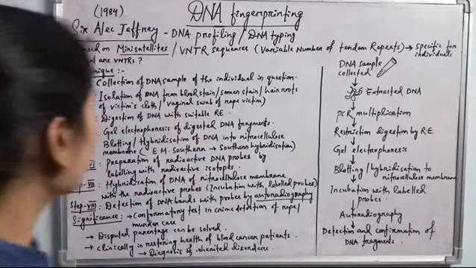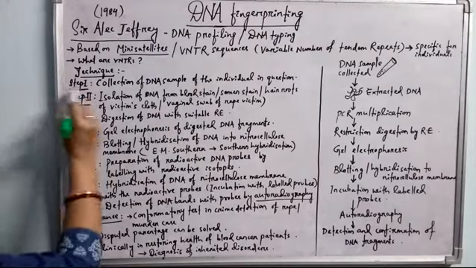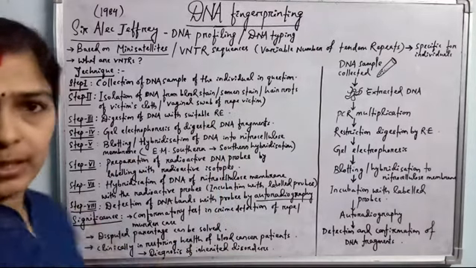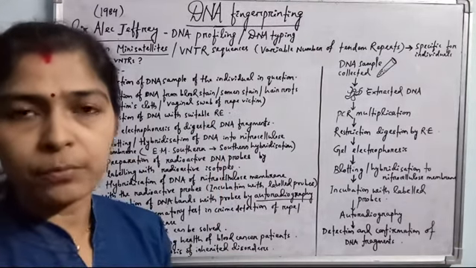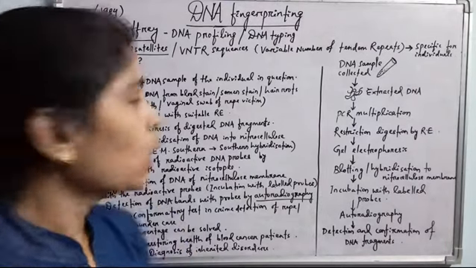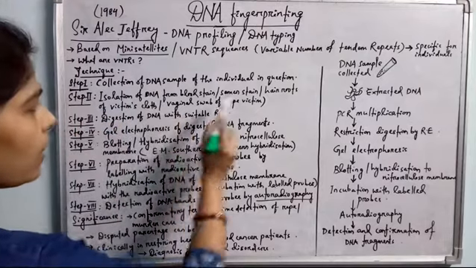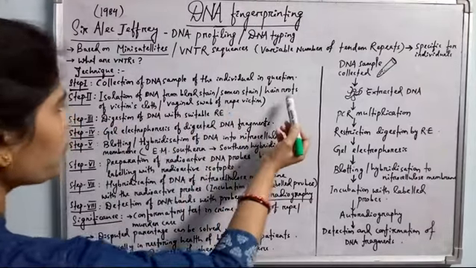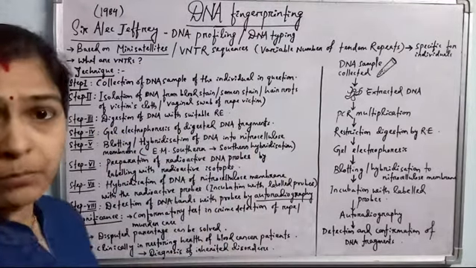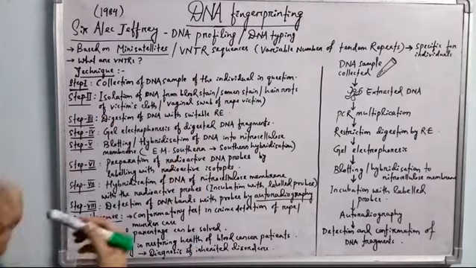So what is this technique? There are many steps in the technique. Step 1 is collection of a DNA sample of the individual in question, meaning from the suspect's body, maybe from a blood sample. Step 2 is isolation of DNA from the blood stain or semen stain or hair roots of the victim's cloth or vaginal swab in case of rape victims. So these are the two procedures of collection of DNA.